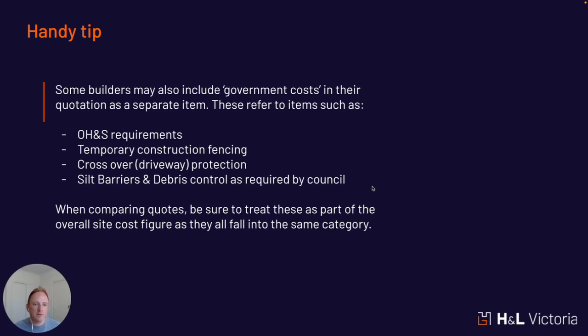A handy tip: some builders may also include government costs in their quotation as a separate item. These are essentially items like OH&S, temp fencing, crossovers, silt barriers, etc. I call them all site costs. So whether it's got site costs here and government costs there, group them together, because that's ultimately what a site cost is. Treat them as part of the overall site cost figure, as they fall in the same category. Great, thanks. We'll see you for the next video.